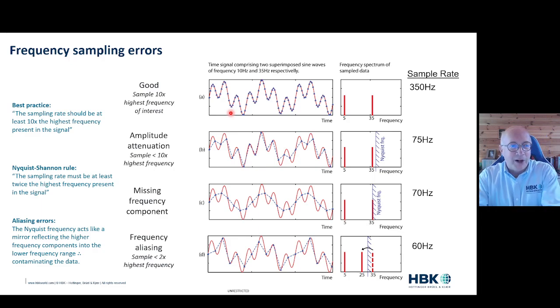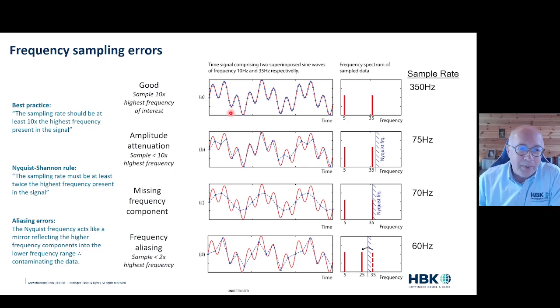Now you may have come across the Nyquist-Shannon rule. And the Nyquist rule says the sampling rate must be at least twice the highest frequency present in the signal. So ideally we need 10, that's what I would recommend. But we cannot drop below twice.